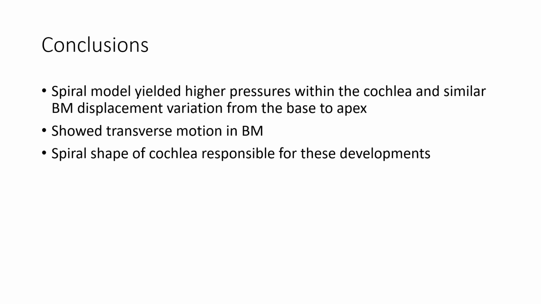So we conclude that the spiral structure of the cochlea is an important contributor to cochlear pressure and basilar membrane movement, and an essential part of any model aiming to accurately simulate high-pressure cochlear mechanics.